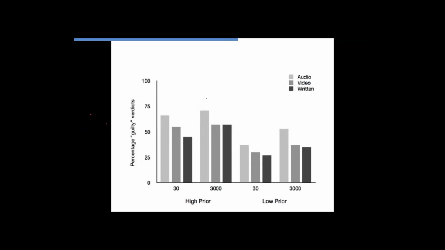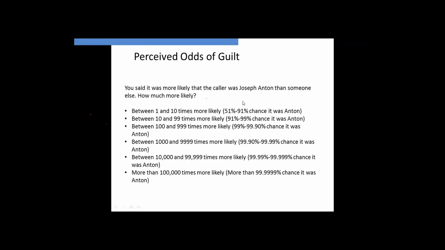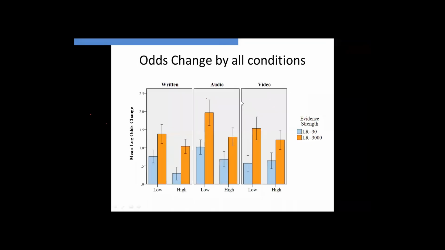And we found in this study people's verdicts generally were responsive to the value of the likelihood ratio, which was in this case, either 30 or 3,000, and they also were sensitive to the strength of other evidence in the case. So that looked good. I'll skip this slide. This is another slide showing people are responsive to the strength of the likelihood ratios.